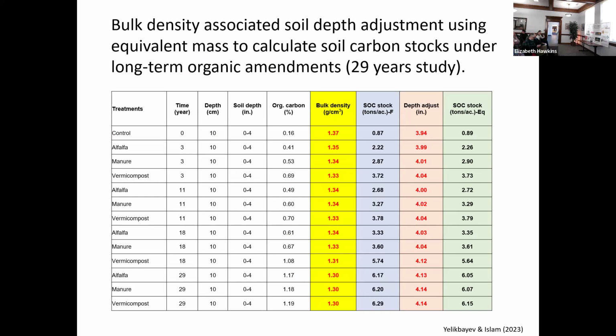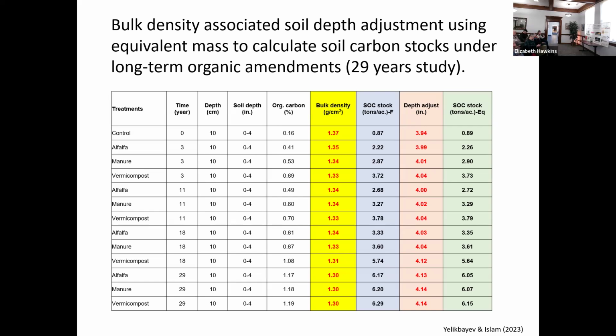And these are some of the examples I just showed of how we calculated. Look at the columns: first column, treatment, different treatment depth in terms of time, 0 year, 3 years, 11 years, 18 years, 29 years, and the depth in terms of centimeter and inch. Organic carbon is very, very low because the silty material doesn't hold that much. And then bulk density, we have that in yellow. And based on this, we calculated the fixed depth soil organic carbon, this one, with fixed depth, F.